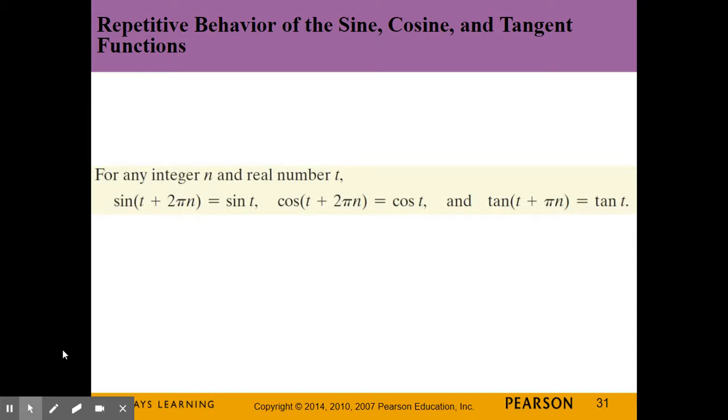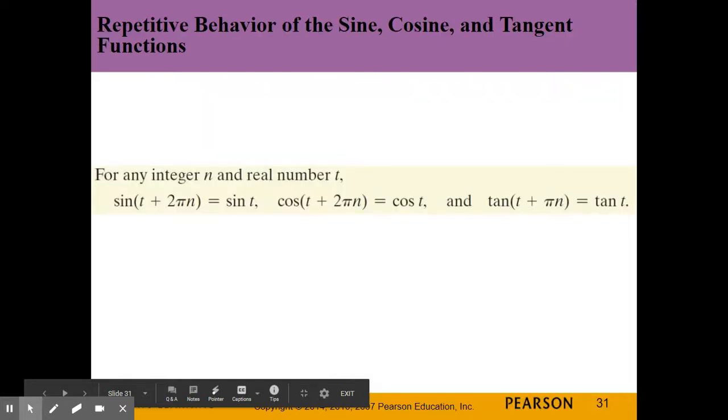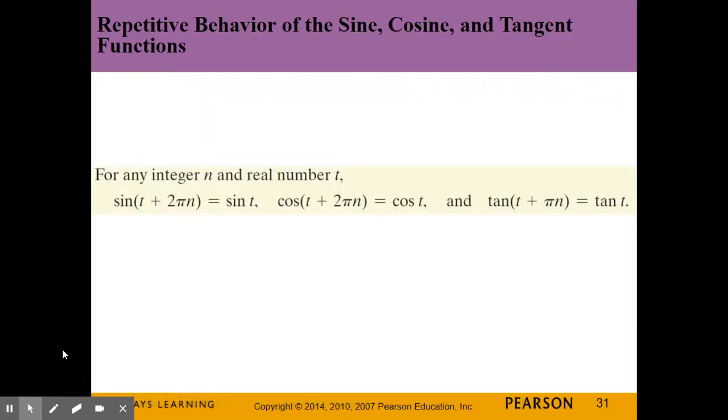So repetitive behaviors for sine: if you're adding 2 pi, or it could be 4 pi, or 6 pi, or 8 pi, or whatever, it's just back to the same one. Same thing with cosine, and then tangent is just the pi.